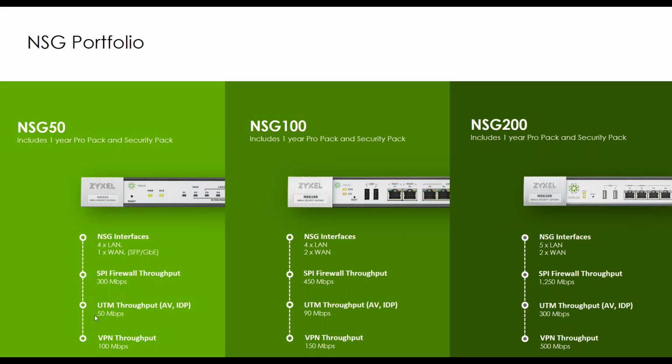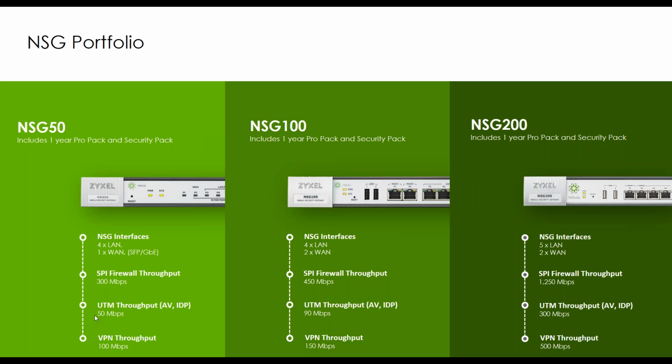So the NSG50 comes with 1 WAN port, so that's either an SFP or a gigabit Ethernet port, and that comes with 4 LAN ports as well. The NSG100 does come with 2 WAN ports, so if you do have 2 internet connections and you want a bit of failover, a bit of resilience in your network, then you want to be going for the NSG100. It is good to know that the UTM throughput on this is only 90 meg. So if you have a 100 meg leased line, then you really want to be going for the next model up, which would be the 200.